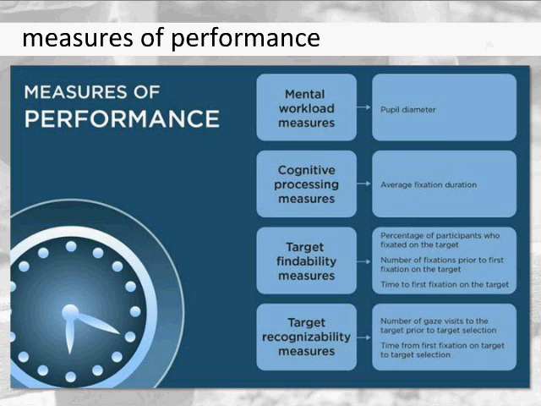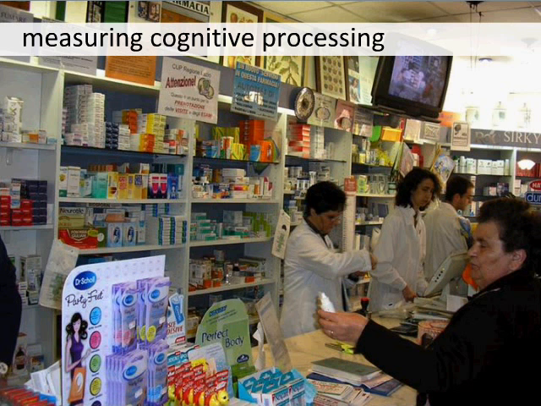Now here are measures of performance. One of the examples that we're going to look at now is going to be about measures of cognitive processing. So the second item on the list, cognitive processing measures, and those measures include the average fixation duration.